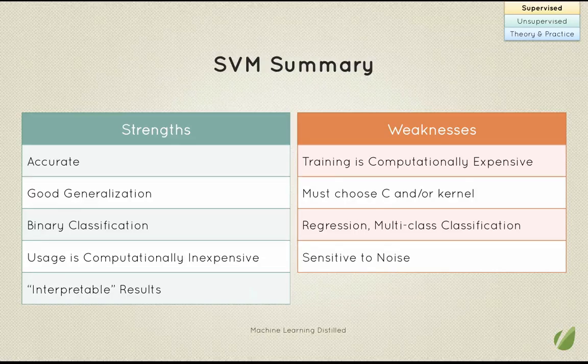What are the weaknesses of SVMs? Well, their training is computationally expensive. It takes a long time for a computer to solve, especially with large data sets. We may have to choose the value C for our soft margin SVMs and the kernel and its parameters. Thirdly, support vector machines don't support regression and multi-class classification as naturally as some other methods. And lastly, they may be sensitive to noise in some situations. If we have a relatively small number of mislabeled examples, this can really hurt our performance.